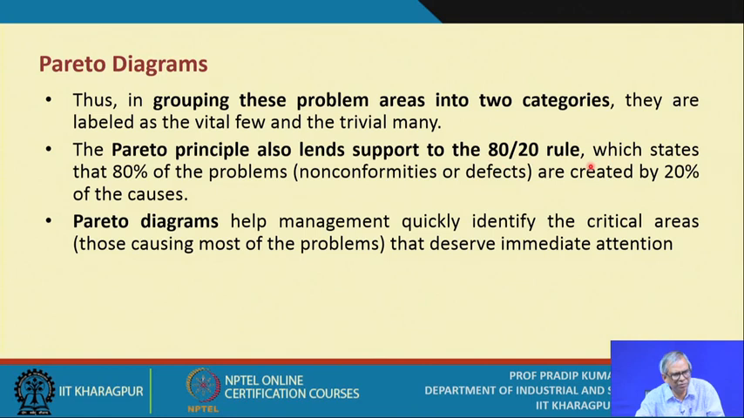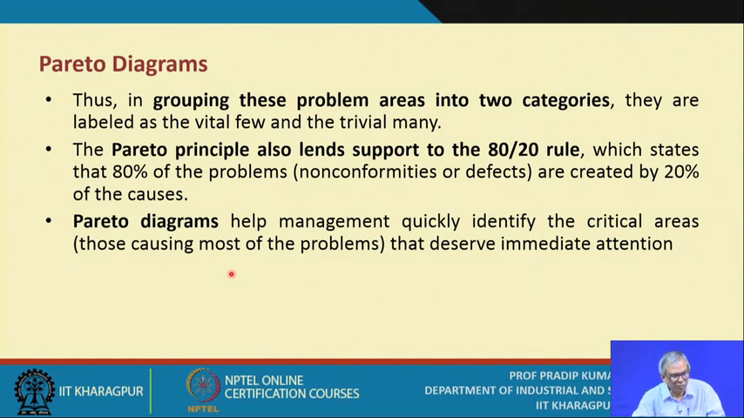This is referred to as the 80-20 rule, which states that 80% of the problems, non-conformities or defects, are created by 20% of the causes. This is just a general observation. In some cases, 90% of the problems may be created by say 5% of the causes, but initially when they started analyzing the data, they used to have these sorts of conclusions. That's why sometimes we refer to the 80-20 rule. So Pareto diagrams help management quickly identify the critical areas.